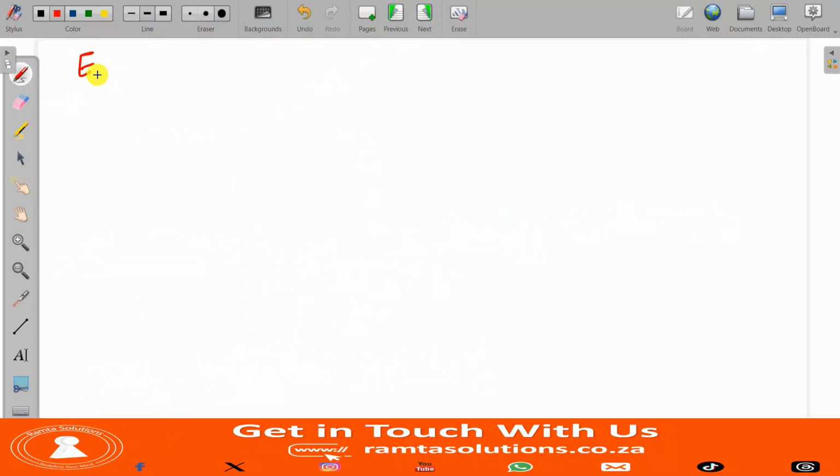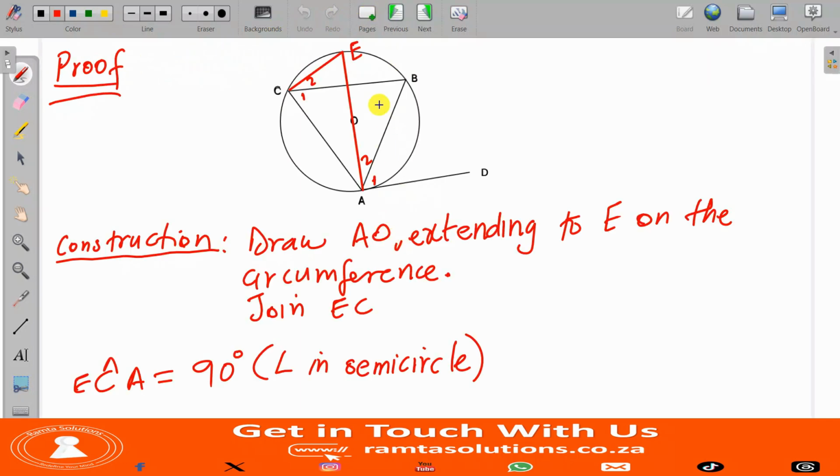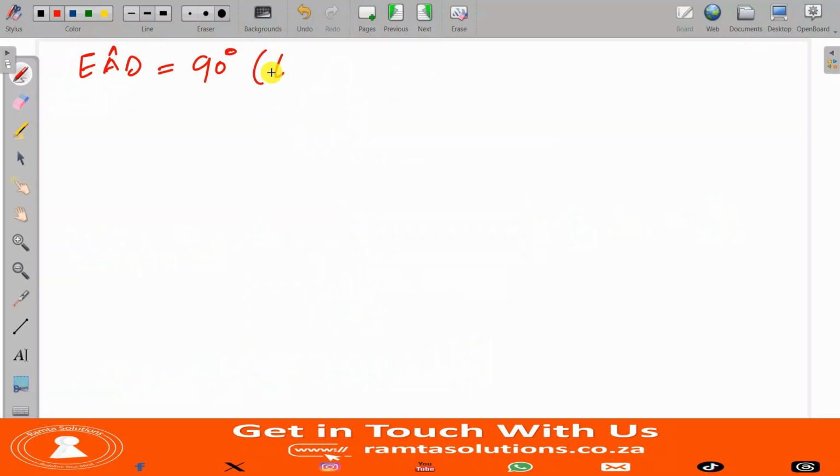angle EAD is equal to 90 degrees. Angle EAD is this one here. It is equal to 90 degrees. Why? It is passing through the center, and it is basically the intersection of the diameter and the tangent. So the reason is tangent is perpendicular to diameter. Let me just write this diameter in full. Okay, tangent is perpendicular to diameter.